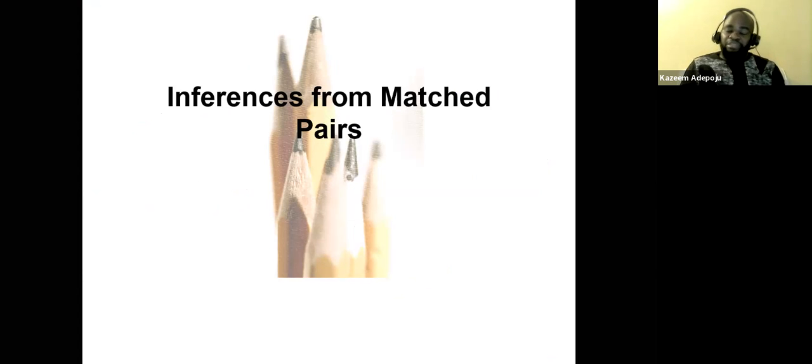Matched pairs. We have been talking about independent samples, but right now we want to talk about dependent samples, a situation whereby you are taking information from the same participant, maybe before and after, stuff like that. So how do we compute the mean of the difference? In that situation, we don't talk about difference of means, but we talk about mean of the difference.